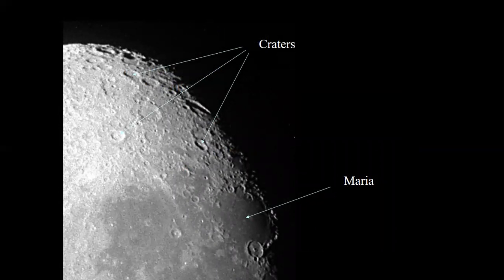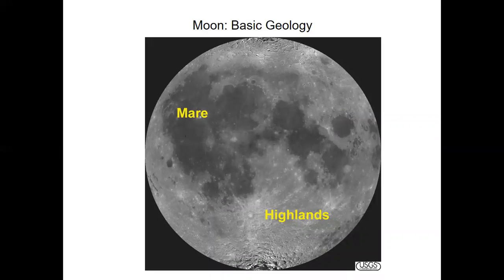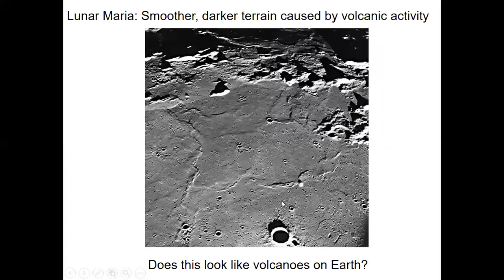Here's another picture showing maria and craters. So the maria and craters are not in the same place. You can find them a little bit apart from each other. And here's another picture of a geological surface structure on the moon. In this area, we can find a lot of maria, and here the highlands and the craters. These lunar maria are smooth, darker terrain caused by volcanic activity. So it is very similar to the volcanoes on Earth.